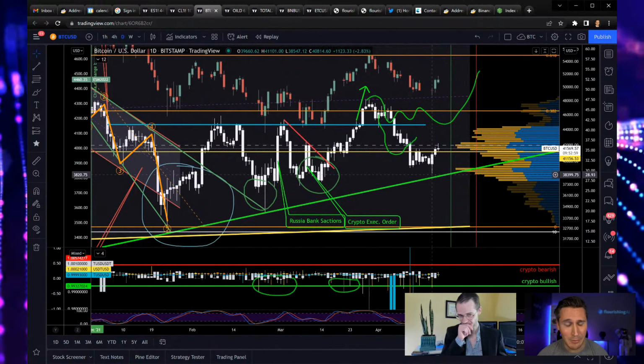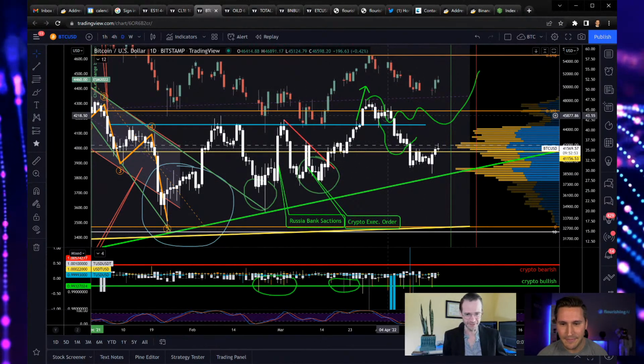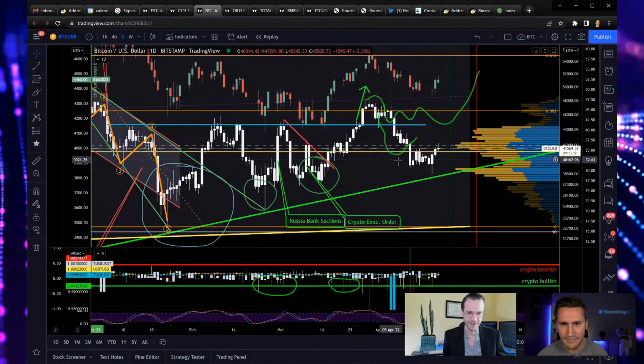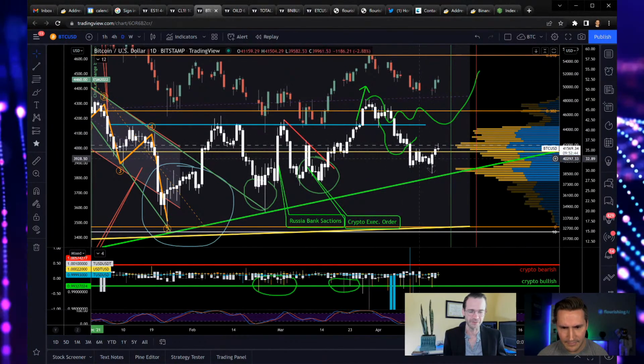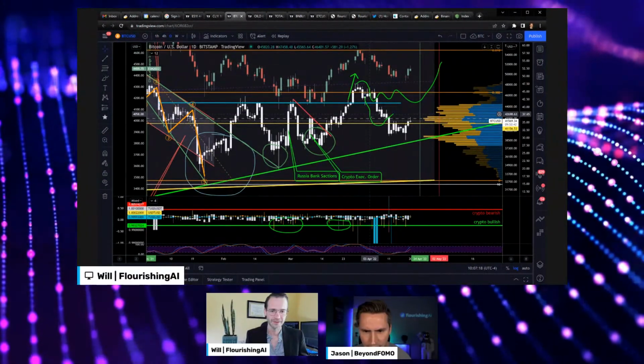Perfect. That's what I want to show everybody. That's it. Every time, right? Yep. This was scenario 2 we talked about last time, where if this got rejected from this support, it would go into this deeper one and then come back. And that's what we're seeing now.